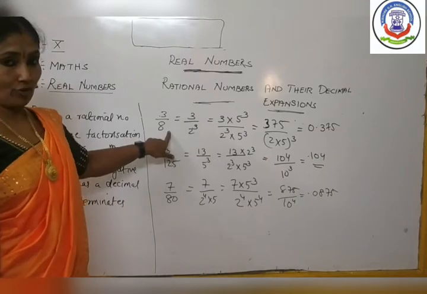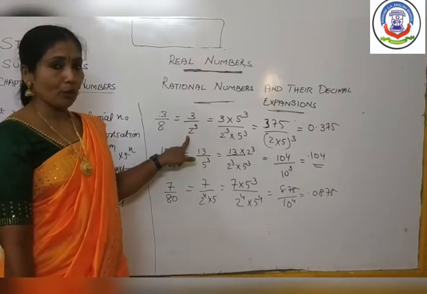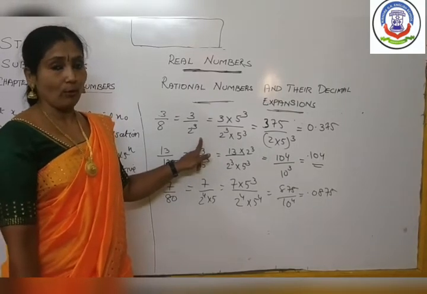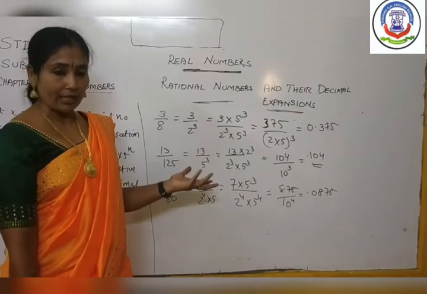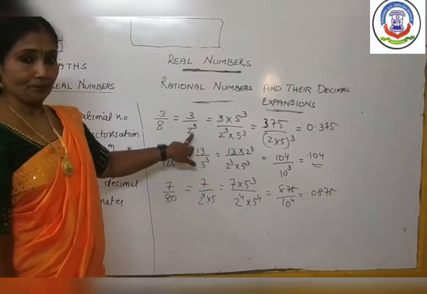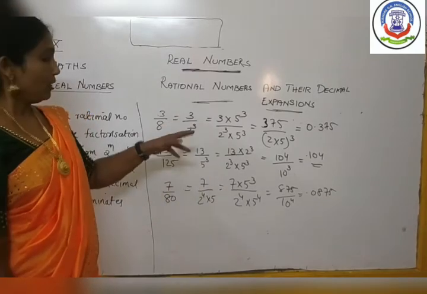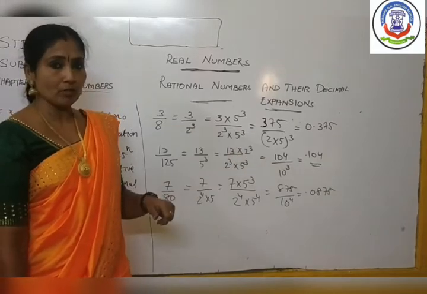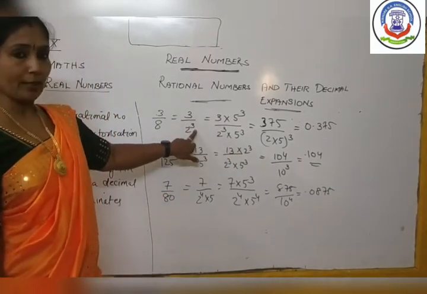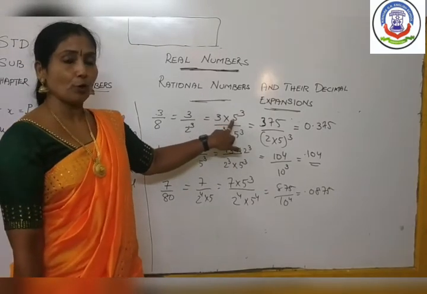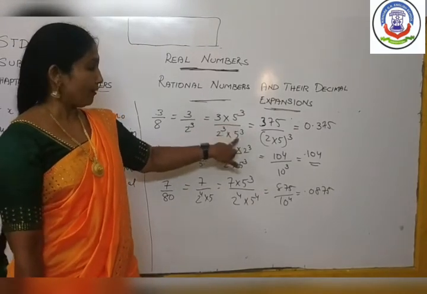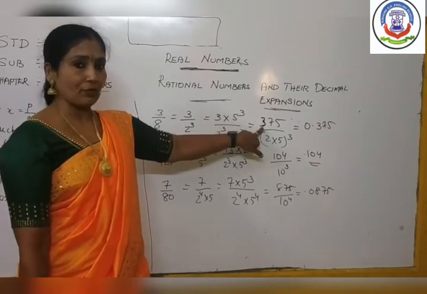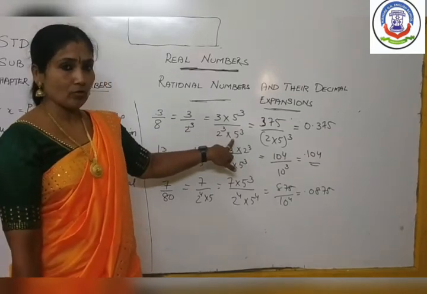Let us look. 3 by 8. That means 3 by 2 cube. You know that if the denominator is in the form of 10, 100, 1000, 10,000, you can find the decimal expansion very easily. For making it 10, we can multiply here by 5 cube, because 2 cube into 5 cube you can write as 10 cube. Is it right? So we are multiplying 5 cube in the numerator. At the same time you multiply 5 cube in the denominator also. Numerator and denominator both you are multiplying with 5 cube. Then this will be changed into 375 and this will be changed into 10 cube. Is it right? 2 cube into 5 cube.